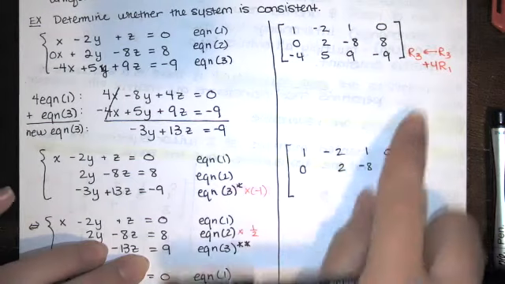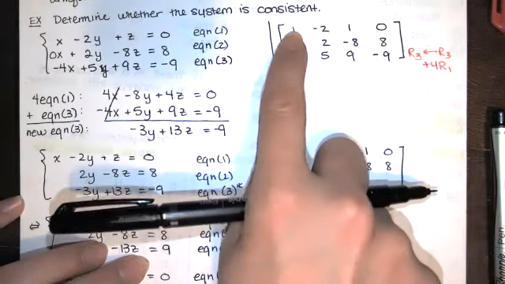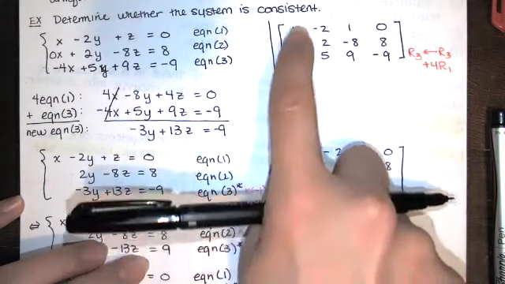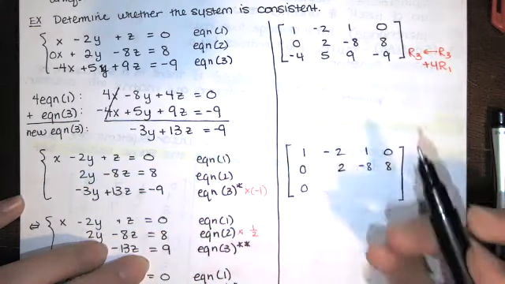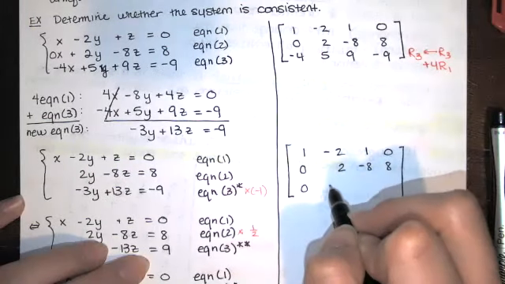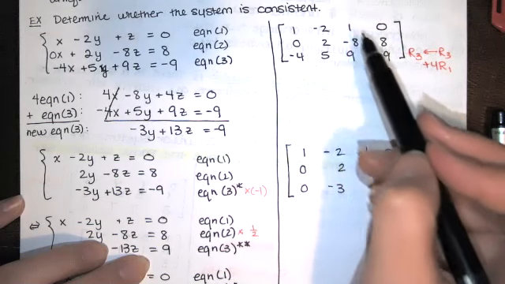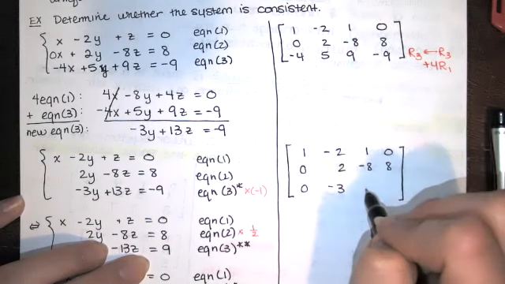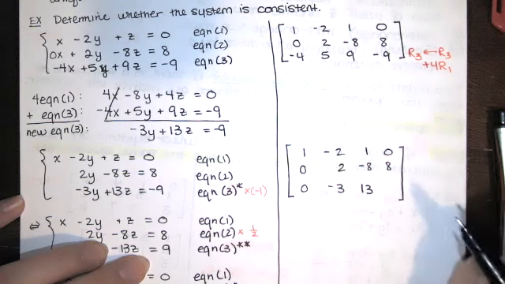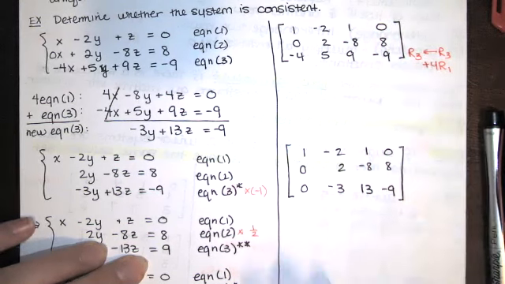But that third row we're going to replace with 4 times row 1 plus row 3. 4 times 1 is 4. 4 plus -4 is 0. 4 times -2 is -8. -8 plus 5 is -3. 4 times 1 is 4, and 4 plus 9, excuse me, is 13. And 4 times 0 is 0, and 0 plus -9 is -9.